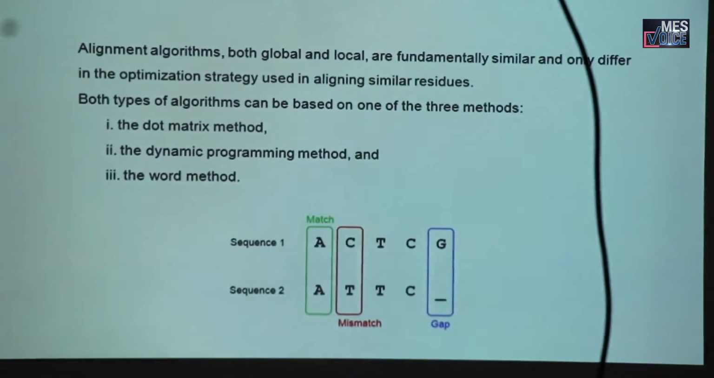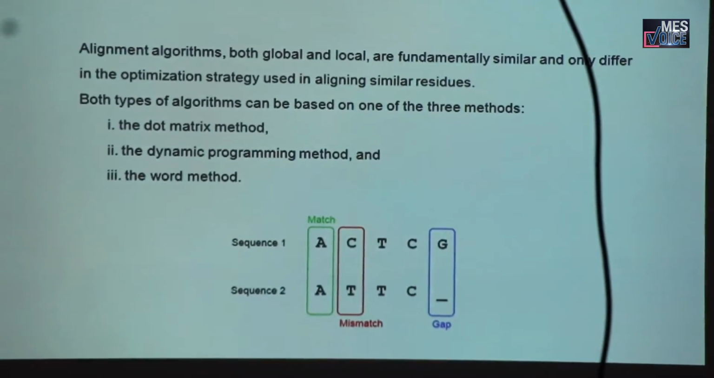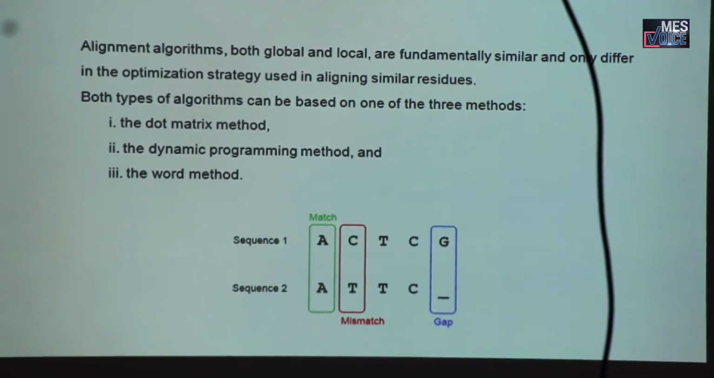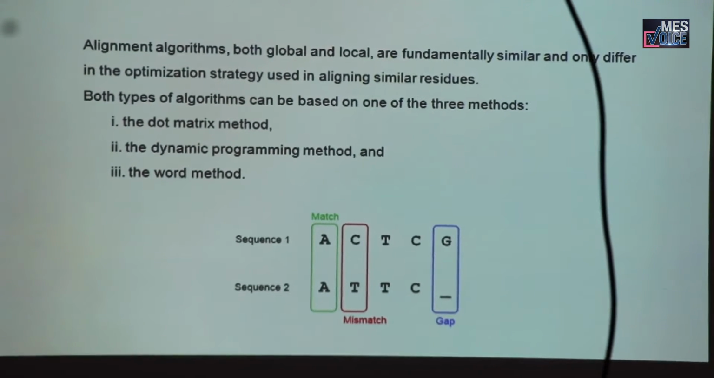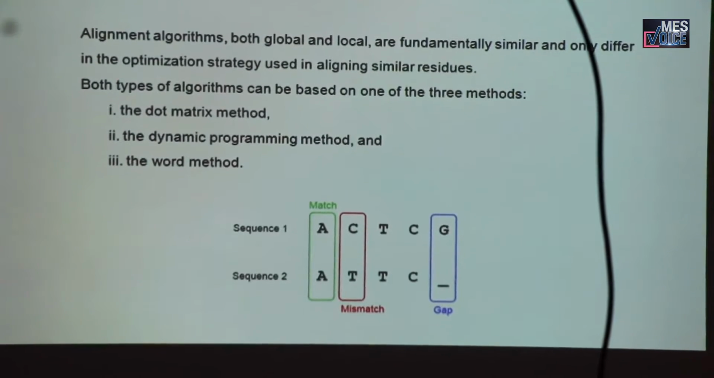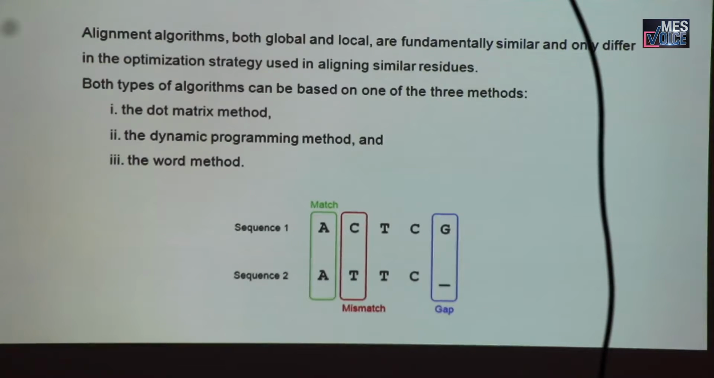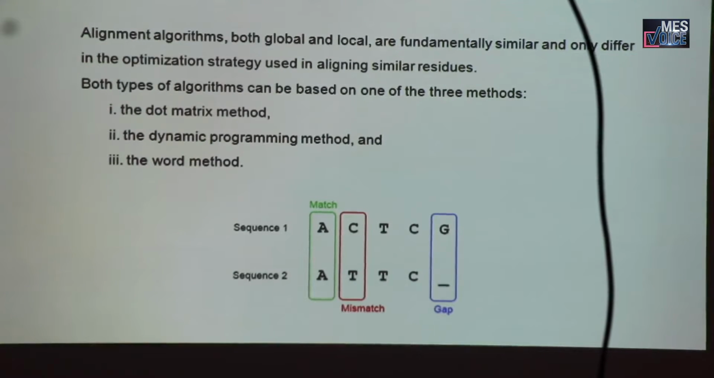So these are the types of algorithms that can be used. They are dot matrix plot. We can see sometimes similarity searched as dots. They are indicated as dots. Then dynamic programming method and word method. These are just the theory part of it. You don't have to deeply go into it.